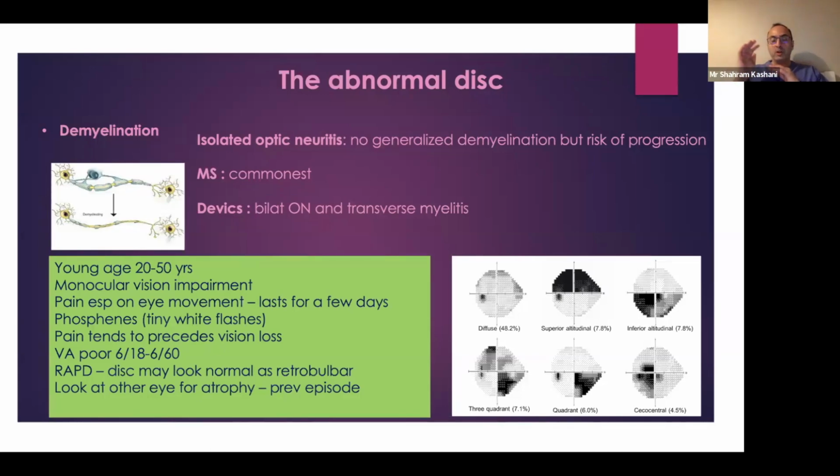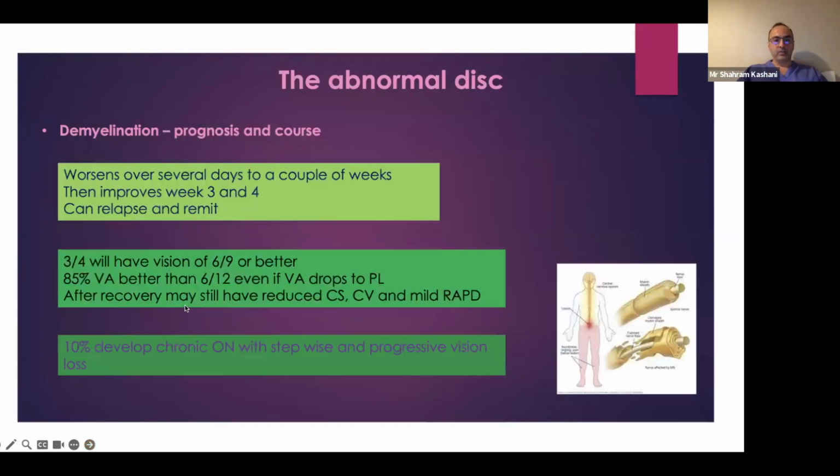Color vision is very important, often very abnormal in unilateral optic neuritis, and RAPD, of course. So a relative afferent pupillary defect if one eye is affected. That is also important. Prognosis is normally quite good. Most patients will regain vision. And hopefully, if that's a one-off, then that's it.